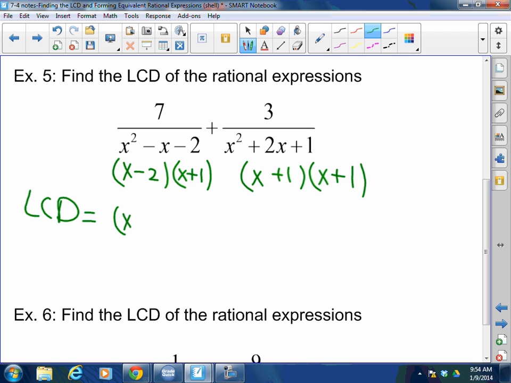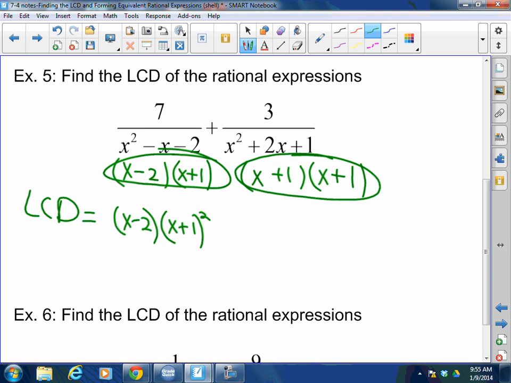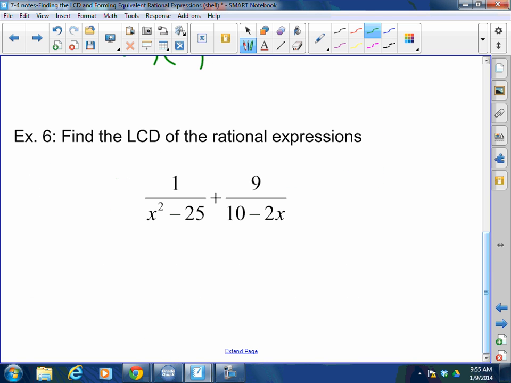An x minus 2, I need that in both of them. And I need an x plus 1 squared. Yes! What would I multiply to this one to get the LCD? An x plus 1 to numerator and denominator. What would I multiply to this one to get my equivalent fraction? An x minus 2 to both top and bottom. You guys with me? This isn't that bad, is it? Told you. I knew you guys would be able to do this.